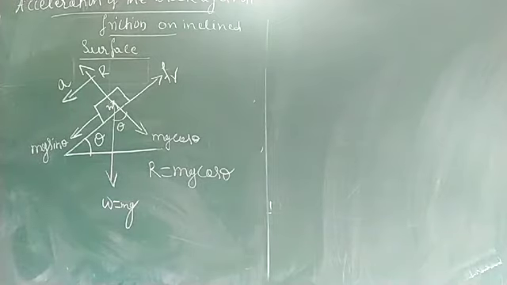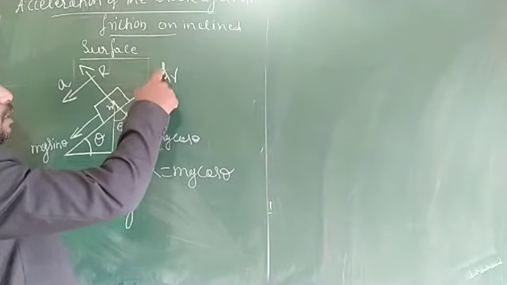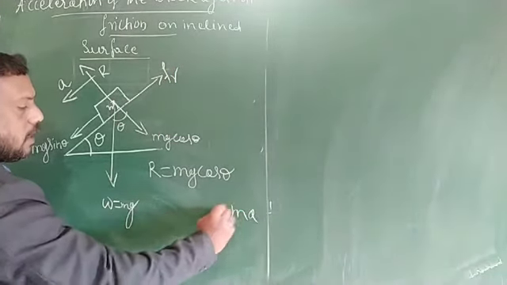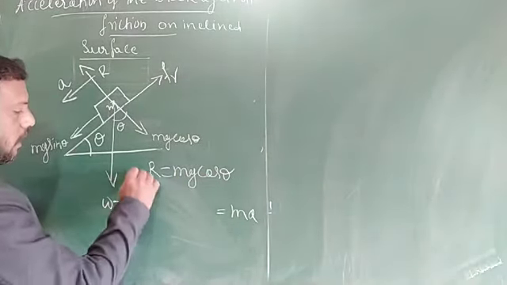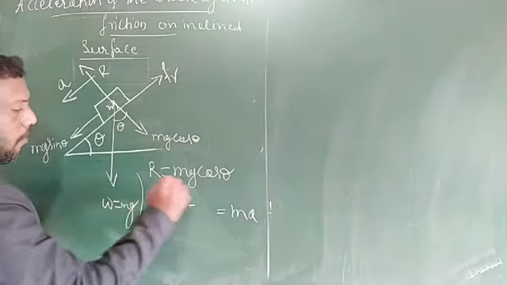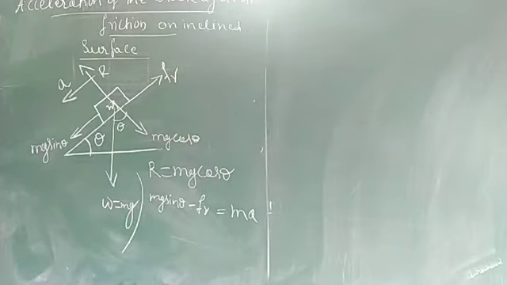mg cos theta. And the acceleration of the block is in this direction. Which are the forces acting in the direction of acceleration? That we take as positive, and the remaining forces are negative. Therefore, m into a is equal to mg sin theta minus f of r.